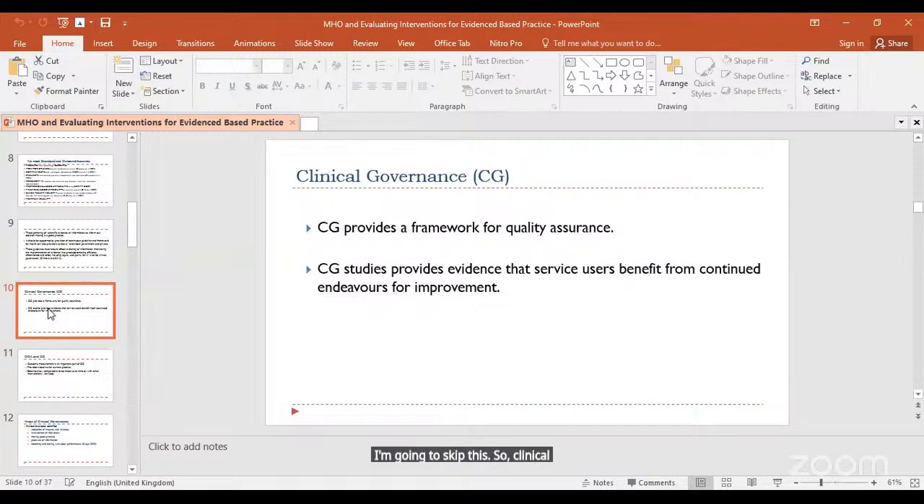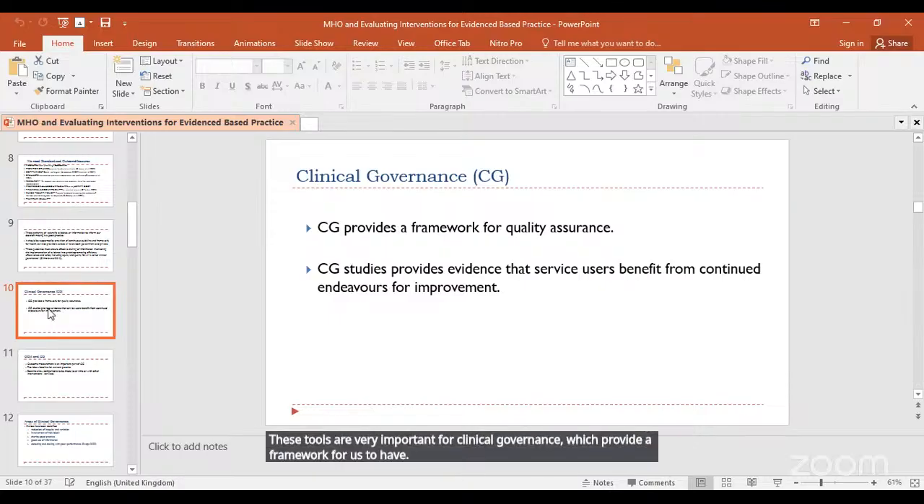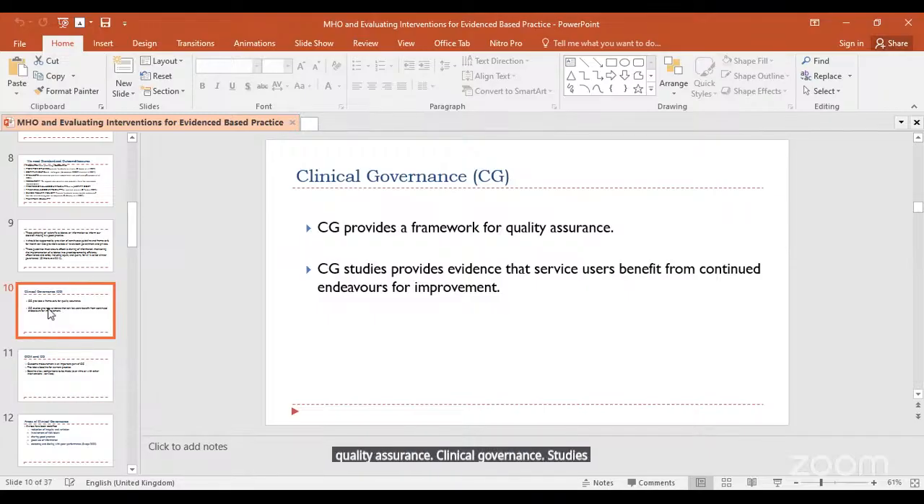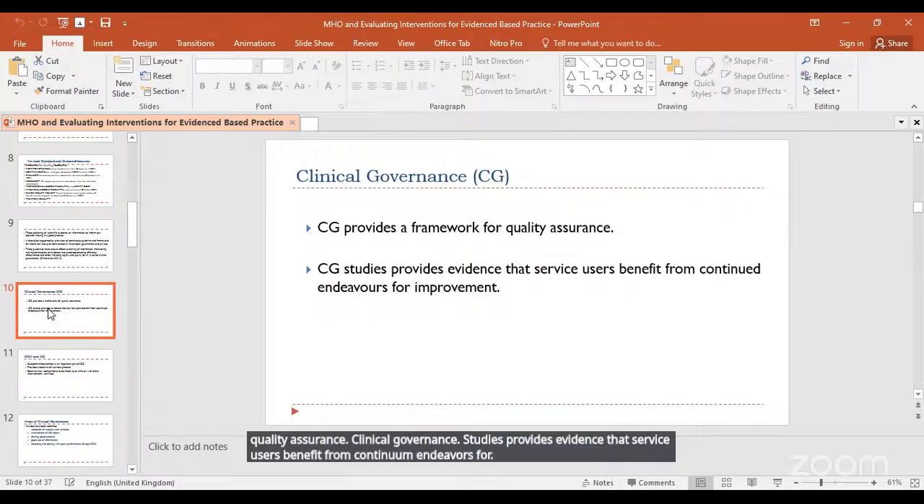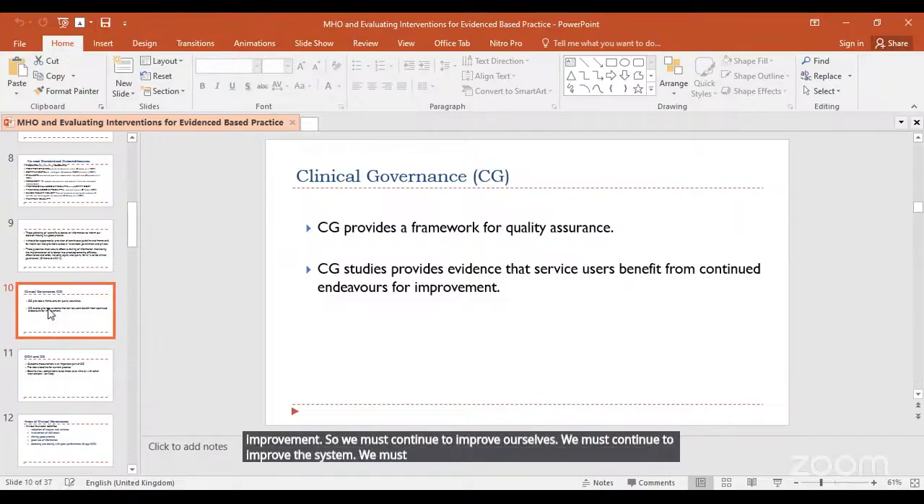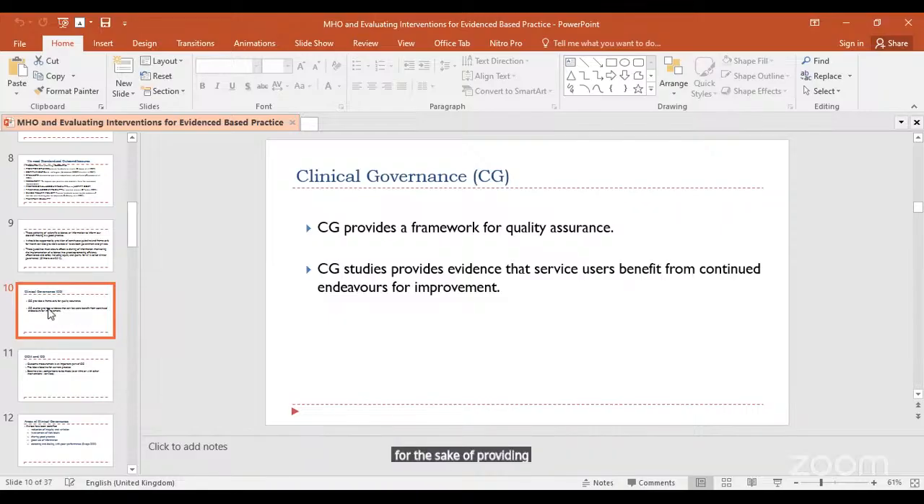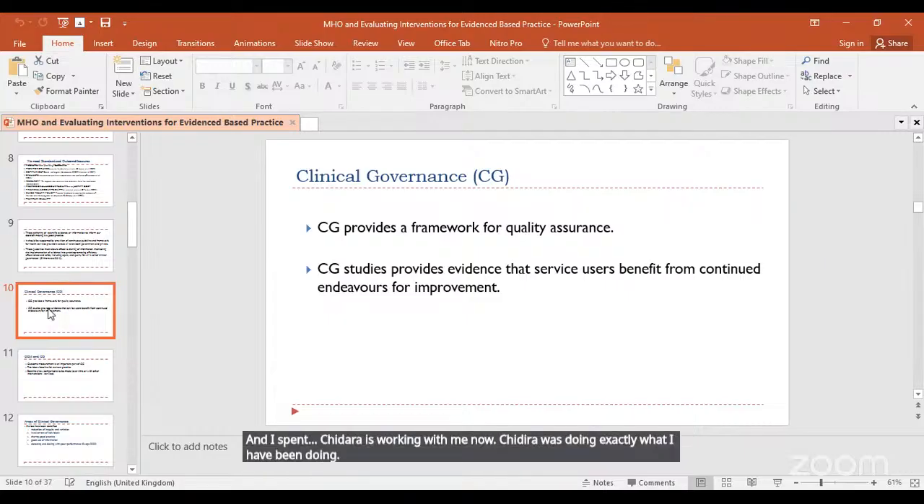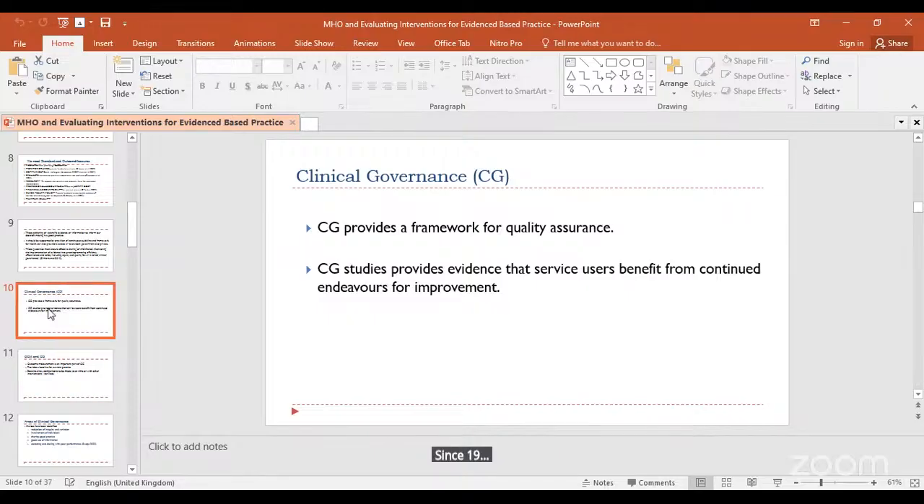So clinical governance. These tools are very important for clinical governance, which provides a framework for us to have quality assurance. Clinical governance provides evidence that service users benefit from continuous endeavors for improvement. So we must continue to improve ourselves. We must continue to improve the system. We must measure for the sake of providing overall context of what we are doing and how things can continue to be better, rather than just saying this is what I have been doing. And I expect the new colleague working with me now to do exactly what I have been doing since the old days. That's where our forefathers started. So we pass it down, even when the context and circumstances have changed.